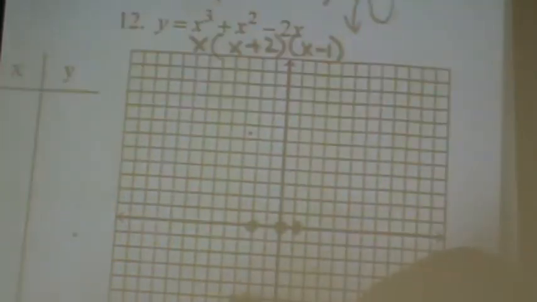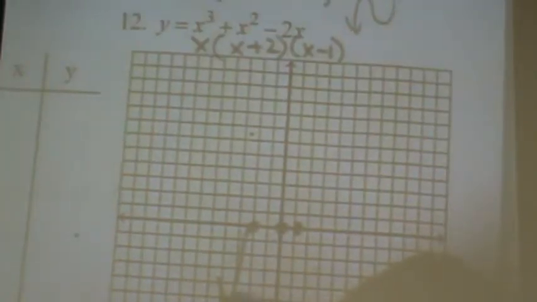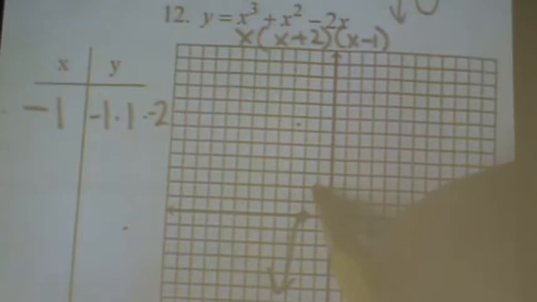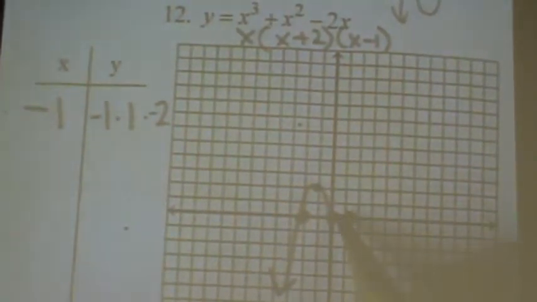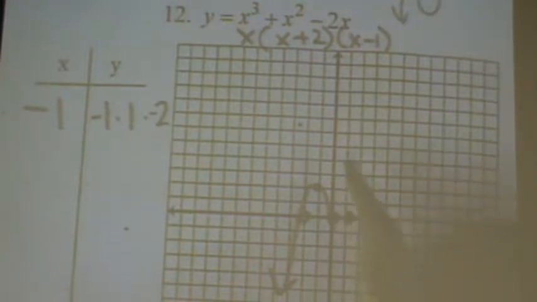So what you have to do is pick a point. It's going to be coming from here. Let's put -1 in here. -1 times 1 and then times -2. You're going to get a 2. So it's coming up to 2, coming down. Now between 0 and 1, I'd have to put 0.5. You could do that, 0.5.